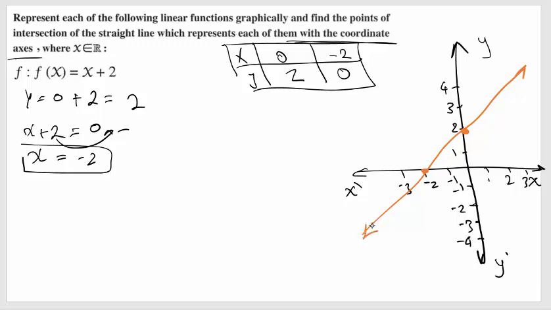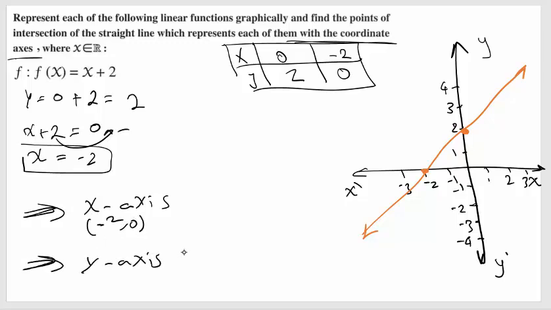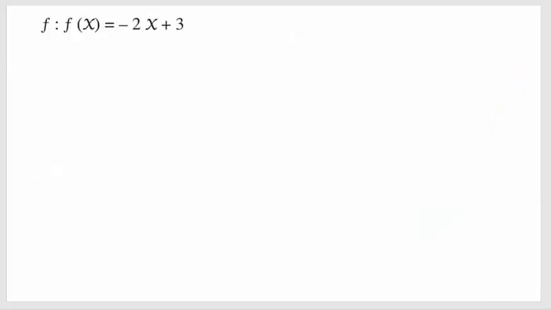I draw the function. The last point is to write that the intersection point with the x-axis is negative 2, 0. The intersection point with the y-axis is 0, 2. As you see in the graph, I intersected the x-axis at negative 2, 0, and I intersected the y-axis at 0, 2. Let's take one more example.